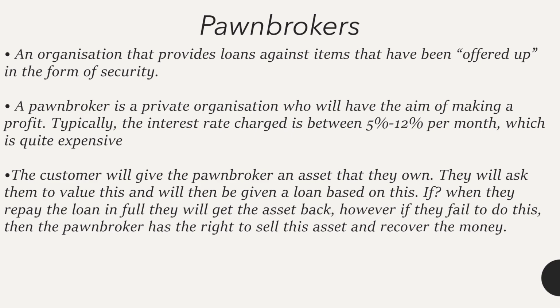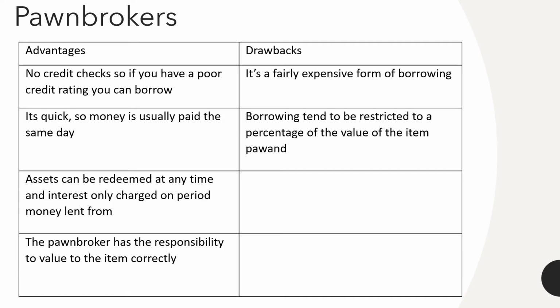loaned out. Evaluating the advantages and drawbacks of a pawnbroker. Starting off with the advantages, a pawnbroker wouldn't carry out any credit checks. So if you have a poor credit rating, you can still borrow. It is a quick form of borrowing, so money is usually paid the same day. Assets can be redeemed at any time, and interest is only charged on the period the money is lent for. The pawnbroker has the responsibility to value the item correctly.